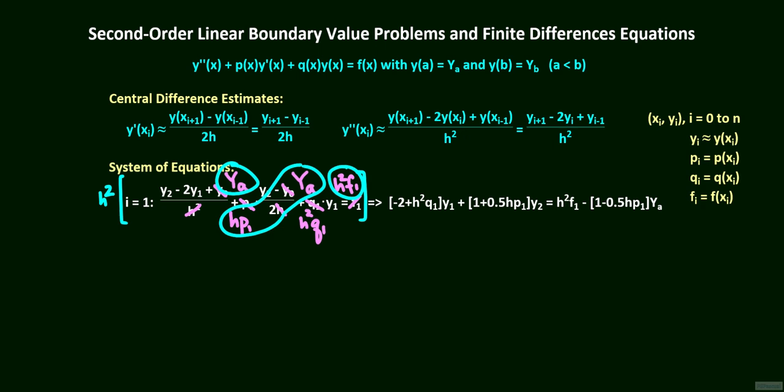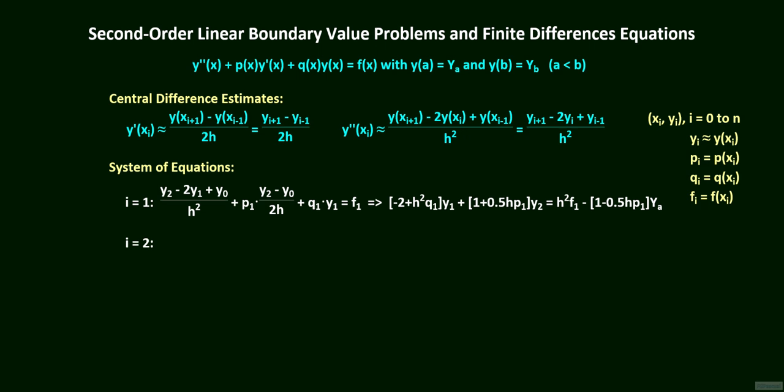Applying the same procedure this time for i equals 2, we get the following equation. y sub 3 minus 2 times y sub 2 plus y sub 1 all over h squared, plus p sub 2 times the fraction y sub 3 minus y sub 1 all over 2 times h, plus q sub 2 times y sub 2 equals f sub 2. Multiplying this equation by h squared, we get the following equivalent equation.